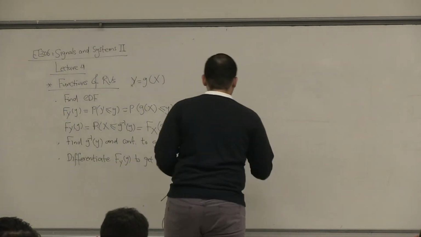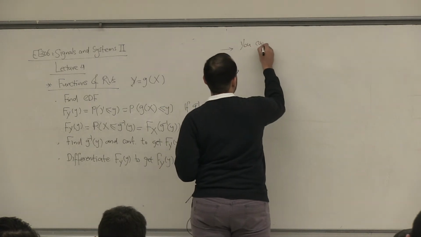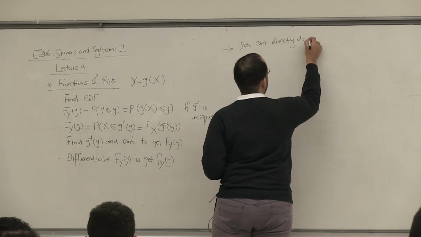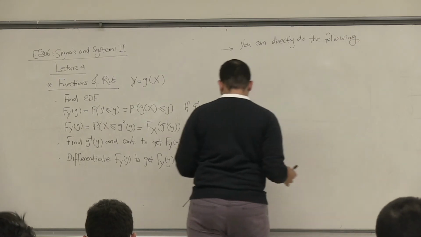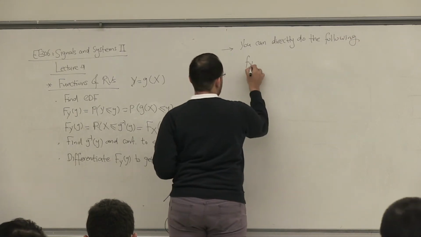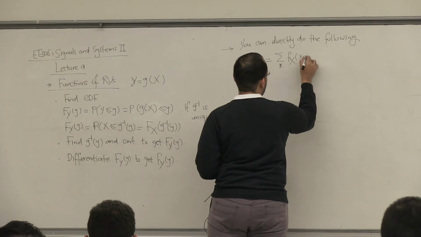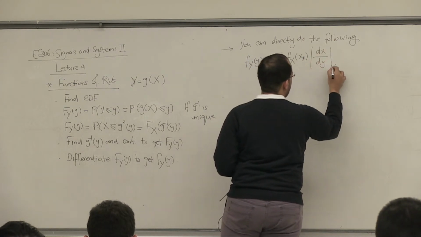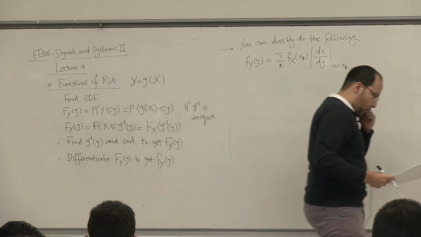One direct method here is you can directly do the following. Fy of y, that's the PDF immediately, is the summation over k of fx of xk times the differentiation dx by dy at x equals xk. Okay.